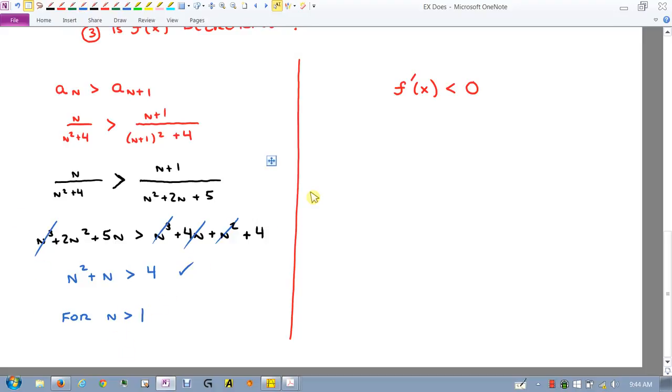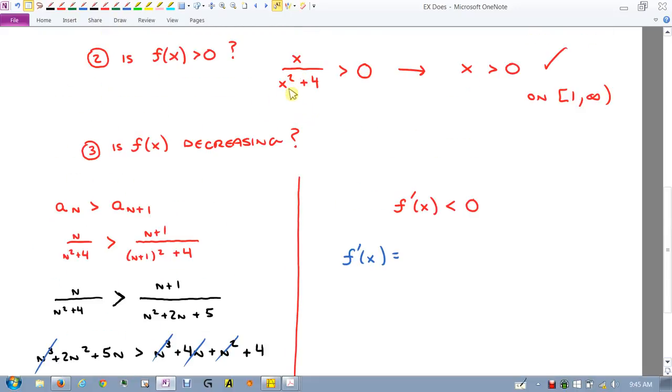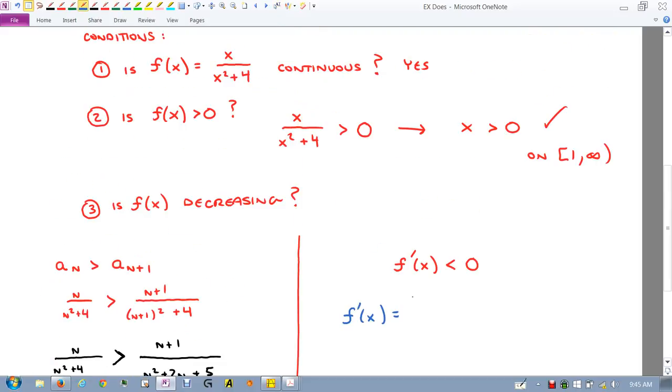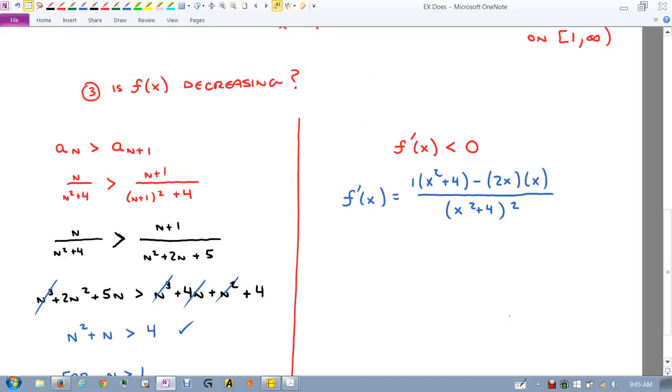All right, so that's good. Now, let's compare that to doing it the other way. The other way is to take the derivative of the function. So what is f prime of x? You'd have to use the quotient rule, right? Because we have x over x squared plus 4. However you do the quotient rule, I do derivative of the top times the bottom minus the derivative of the bottom times the top, all divided by the bottom squared. I think everyone does some variation of that, right?